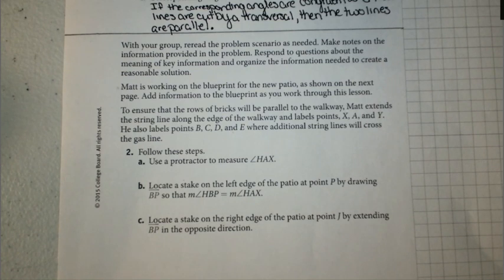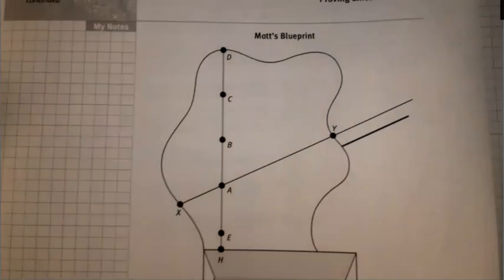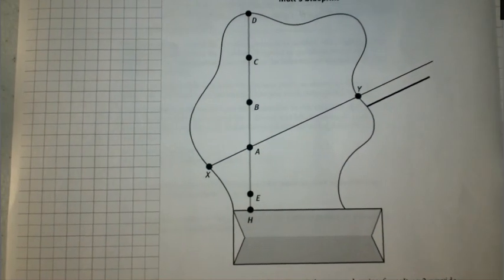Follow these steps. A. Use a protractor to measure angle HAX. B. Locate a stake on the left edge of the patio at point P by drawing ray BP so that the measure of angle HBP equals the measure of HAX. C. Locate a stake on the right edge of the patio at point J by extending ray BP in the opposite direction. And they're referring to this particular picture as shown above.